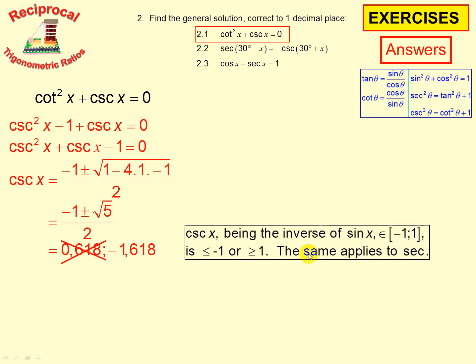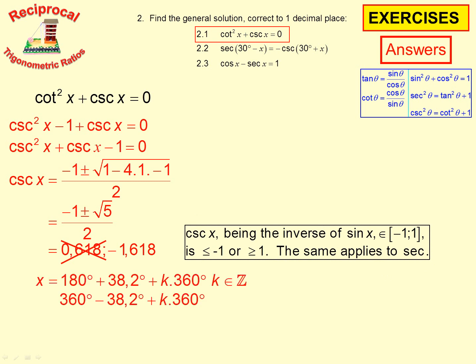As it says here, the same applies to sec. It cannot go between negative 1 and 1. So now, using the calculator, I'll set it up: 180 plus, and I'll leave a gap, plus k360, k element of Z; 360 minus, I'll leave a gap, plus k360, because cosec is negative in the third and fourth quadrants. Now, I'll just simplify, and there is our answer.